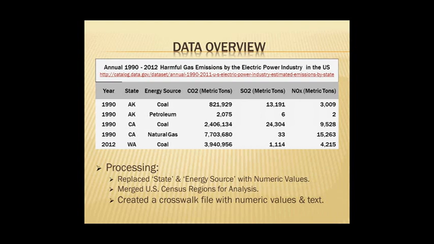Here is a snapshot of our data and some processing steps. This data was uploaded by the EPA and we downloaded it from the data.gov website. Since this data contained text values, we converted them to numeric values and maintained a crosswalk file. We also merged U.S. Census Bureau region information for analysis.